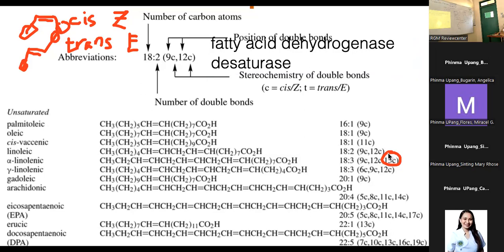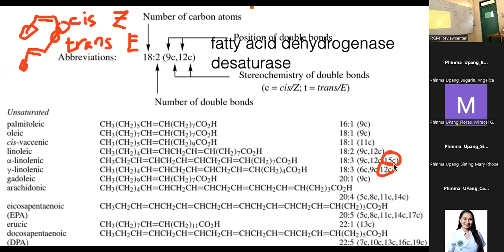Alright? And then, si gamma-linolenic acid, 12 yung last double bond niya. No? So 18 minus 12 is 6. So it is an omega-6 fatty acid. Alright? Nagets? Di ba? Simple lang.